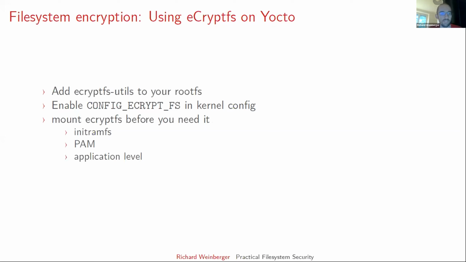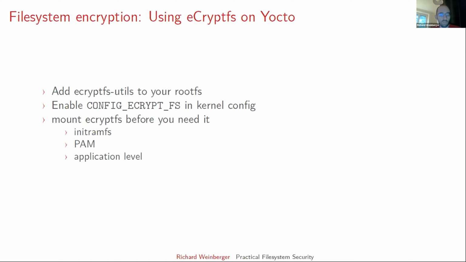So since this talk is on Yocto, how do I use Ecryptfs with Yocto? Yeah, that's actually easy. You can add the Ecryptfs utils recipe to your project. So then you have the Ecryptfs utils package in your rootfs. This will give you a mount command. You have to enable Ecryptfs in the kernel config, and that's it.